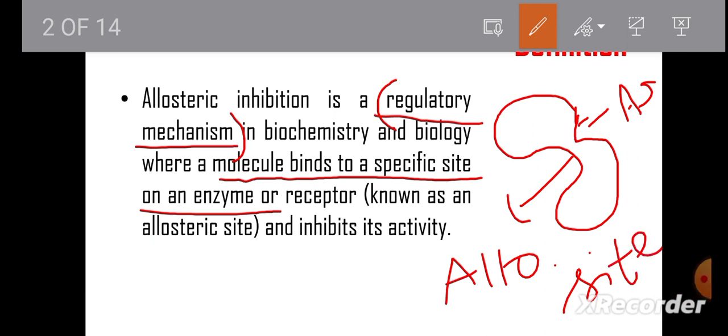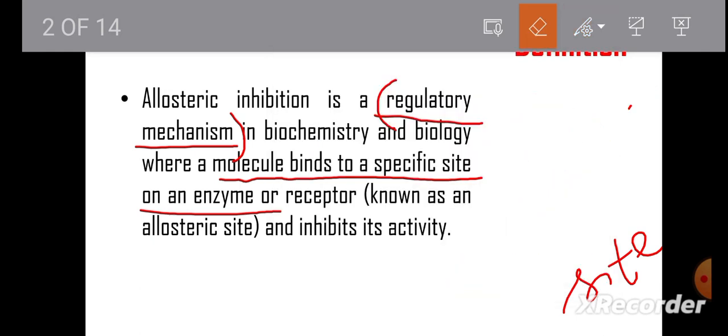Apart from the active site, there is a region in every enzyme called the allosteric site. Remember this point also. In the regulatory mechanism, a molecule binds to the allosteric site, not the active site. You should remember these points very clearly. So, how can you explain this mechanism? Allosteric inhibition is a regulatory mechanism that plays a significant role both in biochemistry as well as in biology.